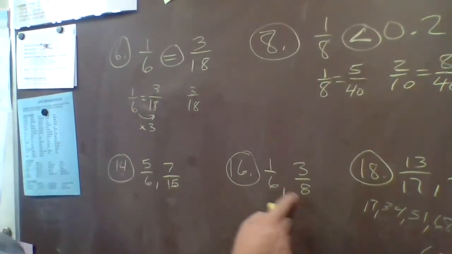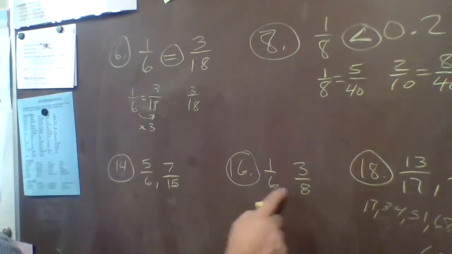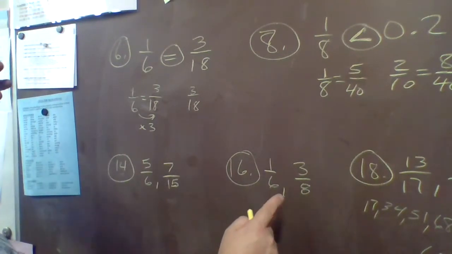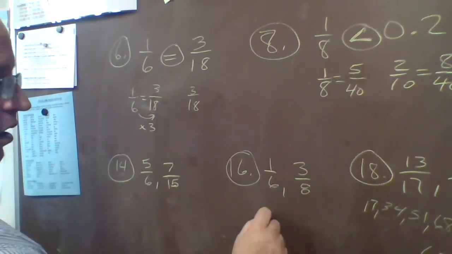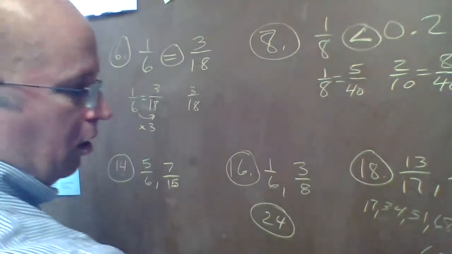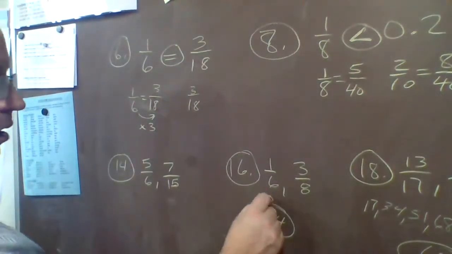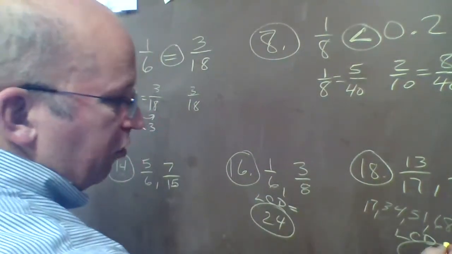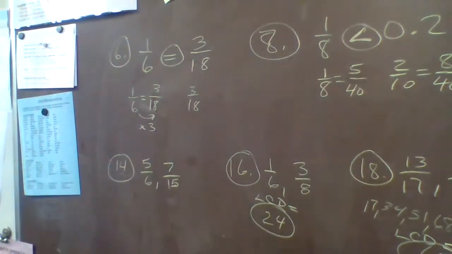How about this one? What's the common multiple of 6 and 8? Or in other words, the common denominator of 6 and 8. If I think about the multiples of 6, there's 6, 12, 18, 24, 30. Wait a minute. It's 24, isn't it? 24 is the common multiple, because 8 also has 24 as a multiple.